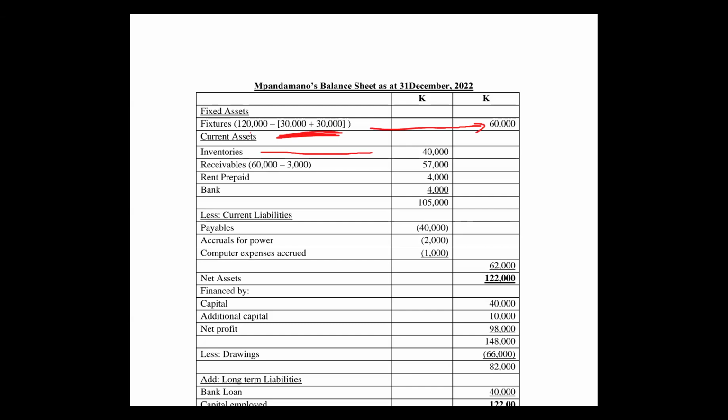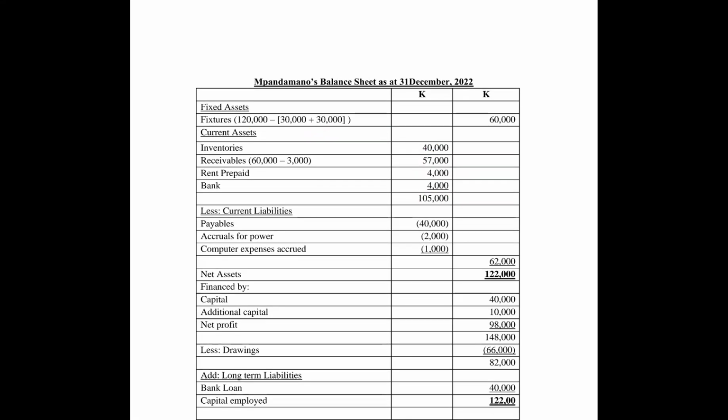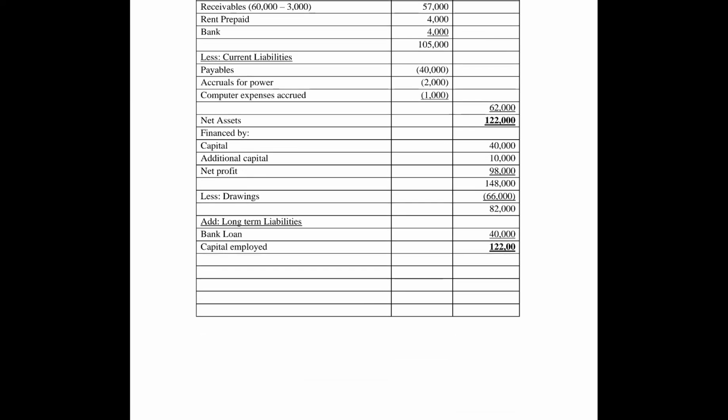Closing inventory, this is what I was telling you. Then receivables, I told you that you deduct what? The allowance, that closing allowance for receivables, the 3,000. You remember? This is it, 57,000. Prepayment, I told you that prepayment will be part of assets, and you add these. These are assets for you. Okay? I've moved very fast.